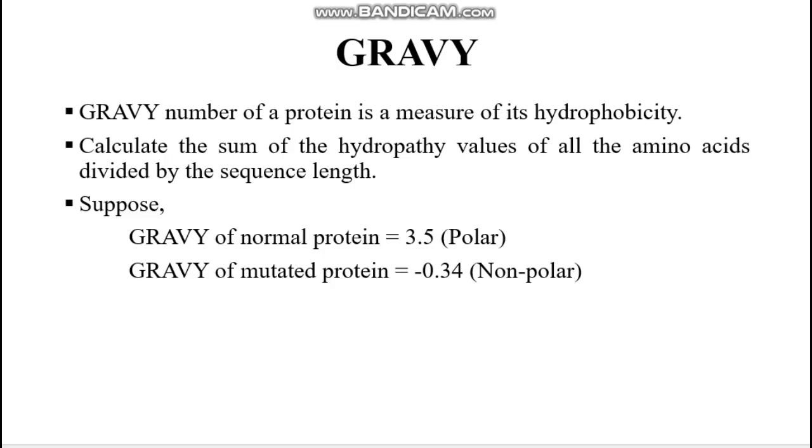If the normal protein is showing positive GRAVY values, then it means it is polar, and if your mutated protein is showing the negative value, it means that the mutation that is incorporated in that case is actually making the protein non-polar. Thank you so much.